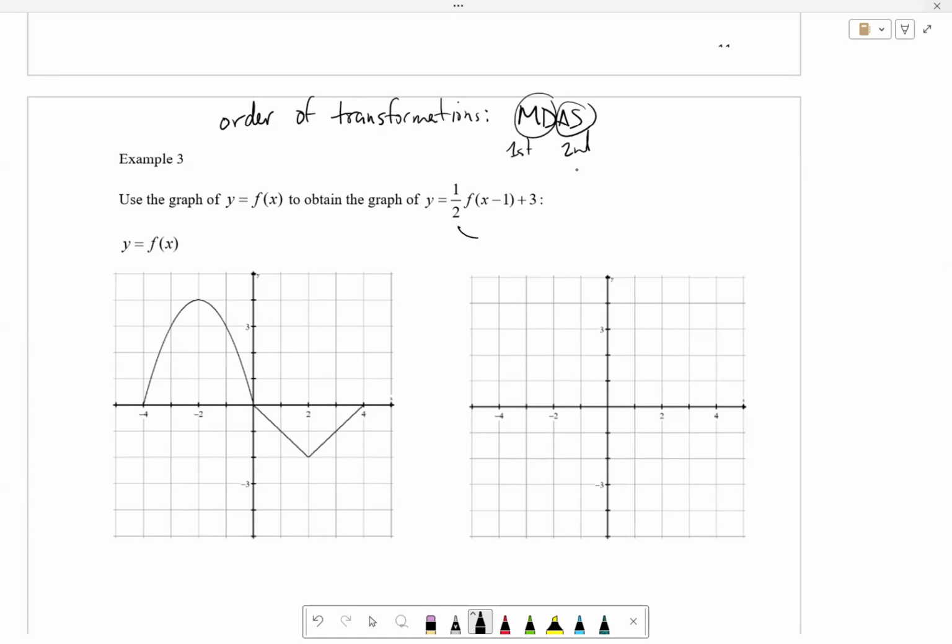So this 1/2, notice that this is inside or outside the function. It's outside the function, so I'll give you a moment to talk about this with your neighbor. The vertical stretches, compressions, and slides. I think that's maybe the easiest word to call them. So what's happening here with the 1/2, the 1, and the 3?